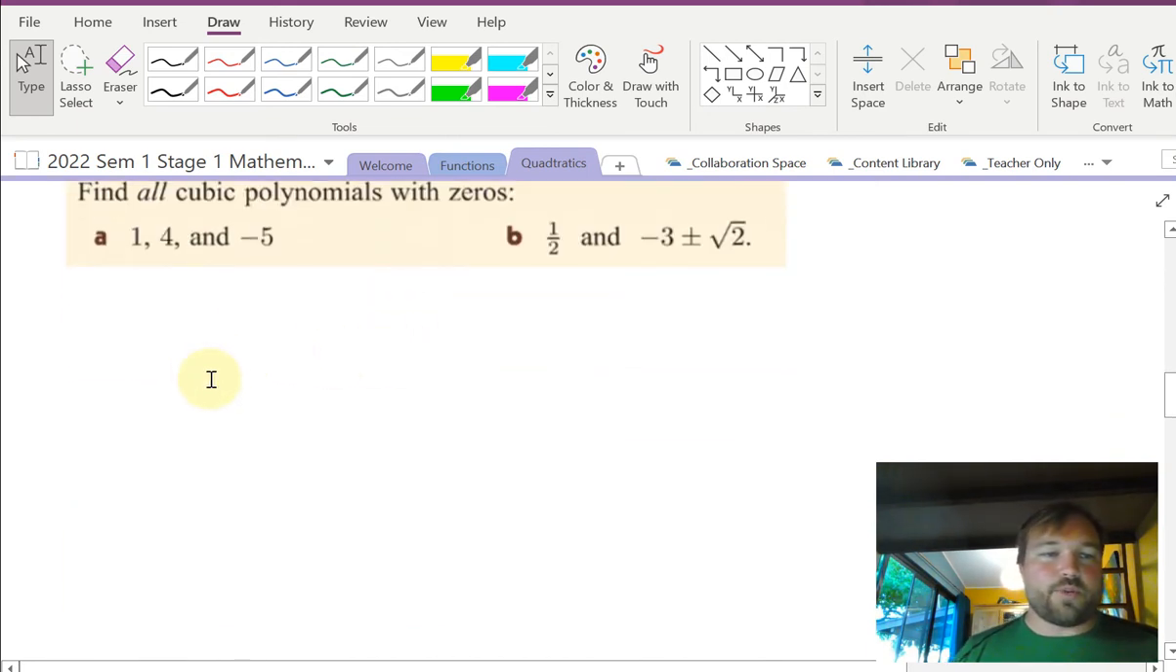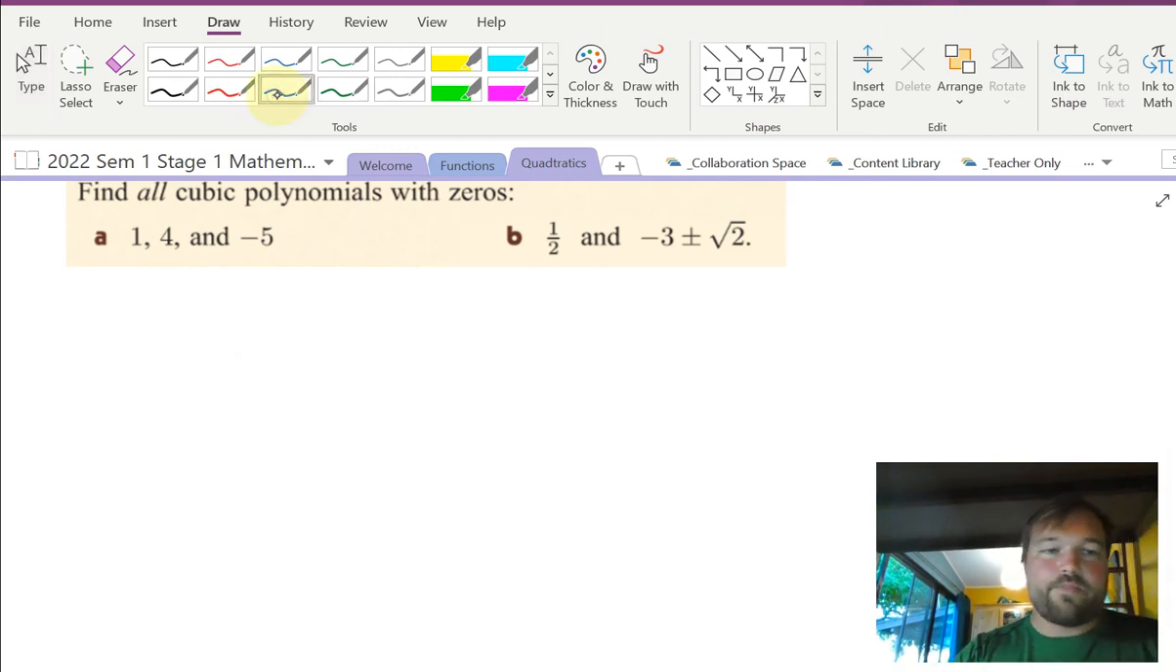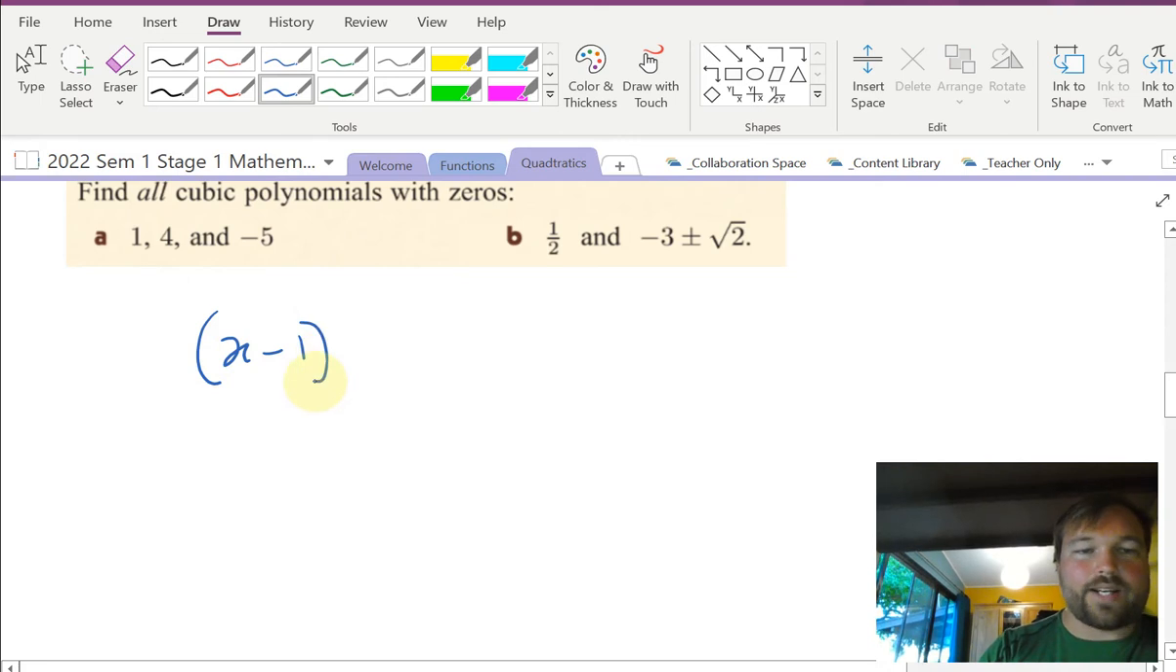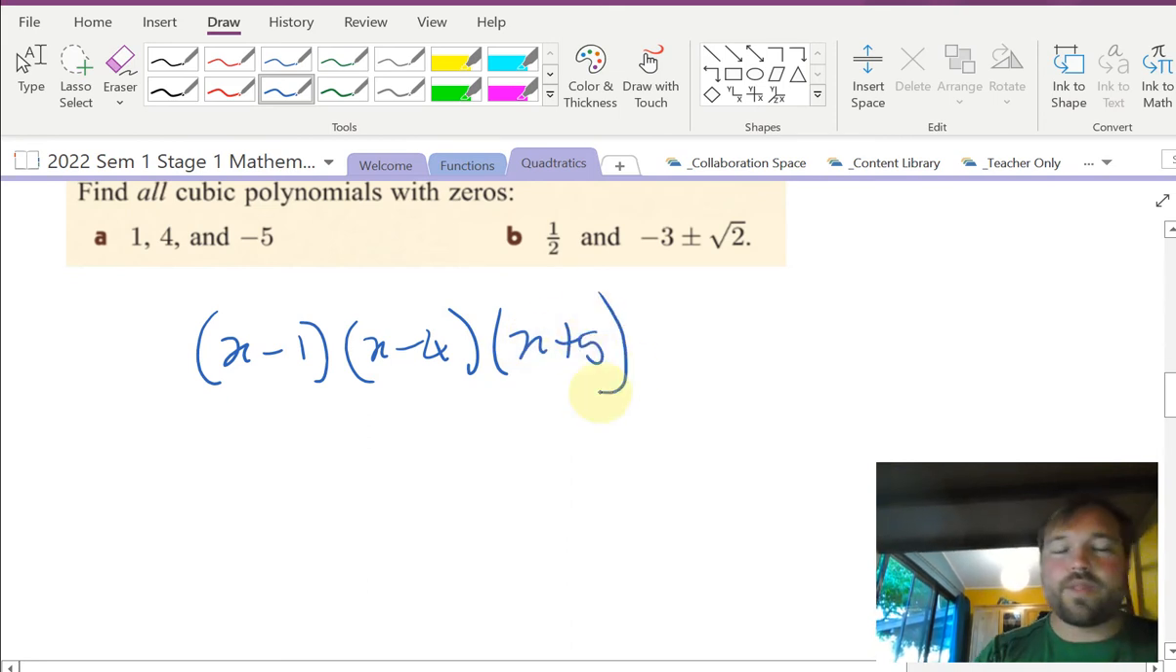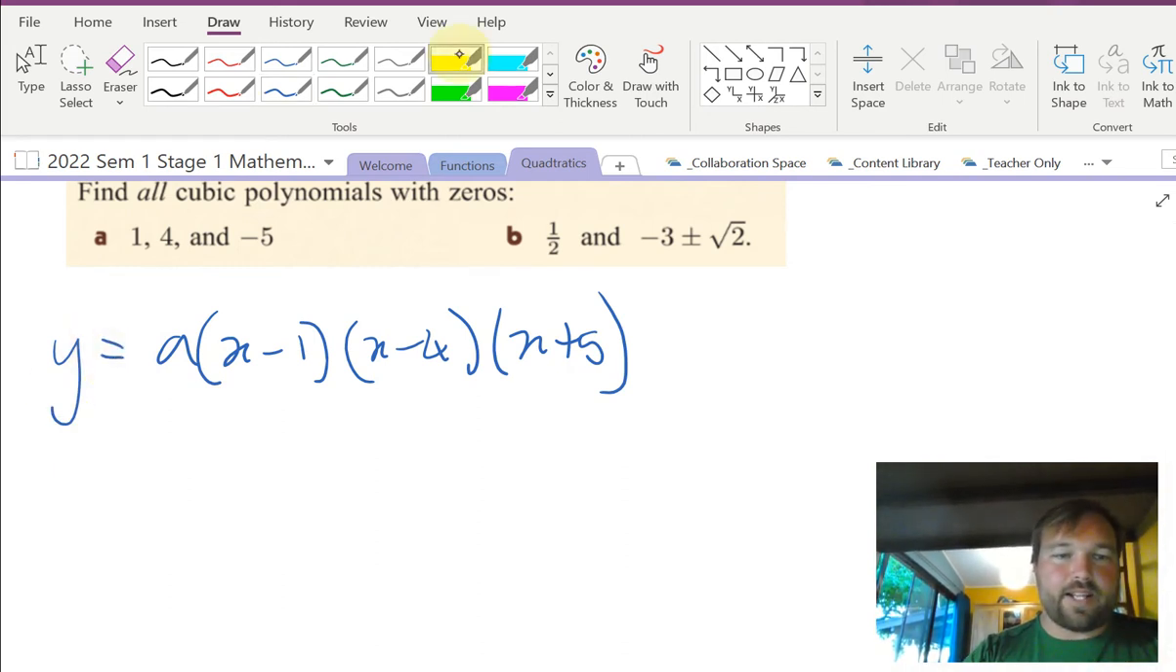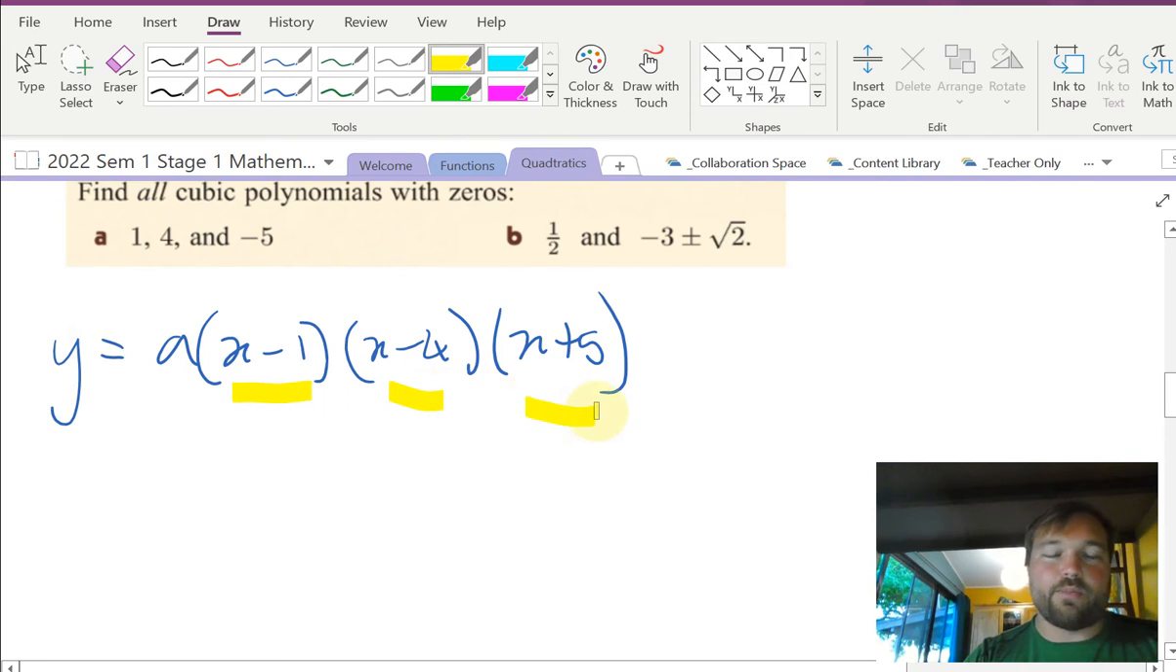All cubic polynomials with zeros of 1, 4, and -5. Alright, so I know that if something has a 0 of 1, it will have a factor of x take 1 in it. What this means is that if I let x equal 1, x equal 4, x equal -5, the graph will hit 0, if we're thinking of it as a graph.